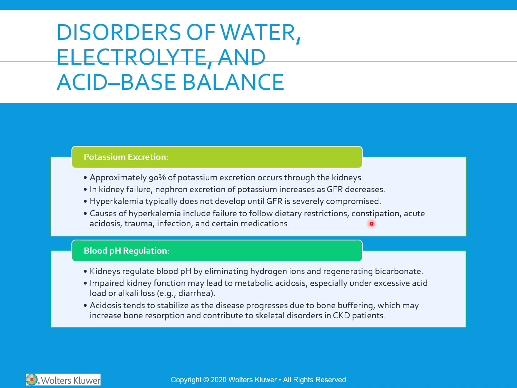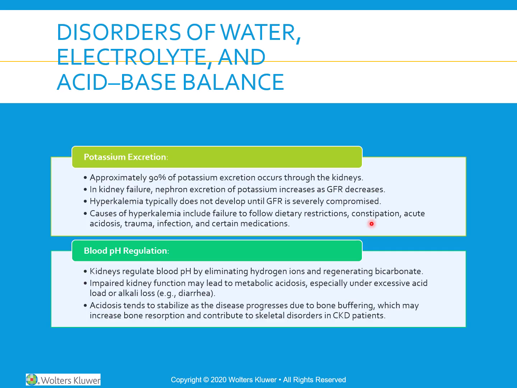Also, because potassium is 100% excreted by the kidneys, we do see imbalances there. So approximately 90% of potassium is lost that way in kidney failure. Nephron excretion of potassium increases as GFR decreases. So hyperkalemia typically does not develop until GFR is severely compromised.